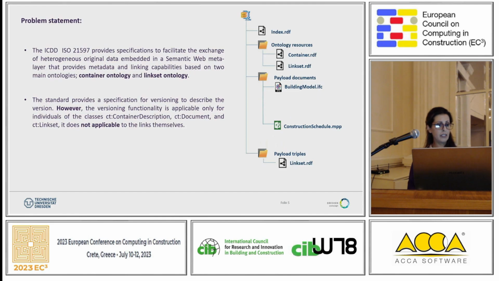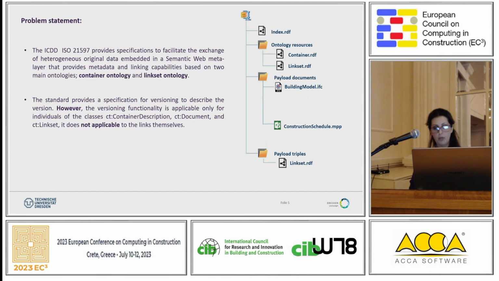Actually, this standard provides a specification for the creation of the information container and also for link creation using the two main ontologies, the container ontology and the linkset ontology. Also, the standard provides a specification for versioning, but this versioning is limited just to the classes of the container and the document, and the document and the link set itself.